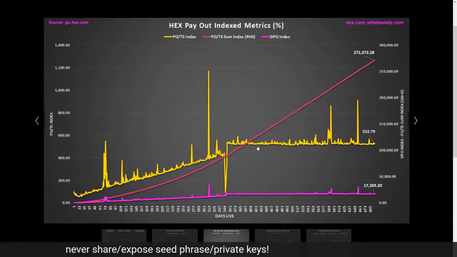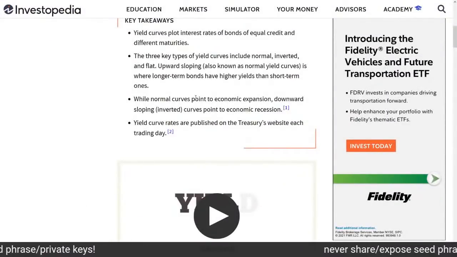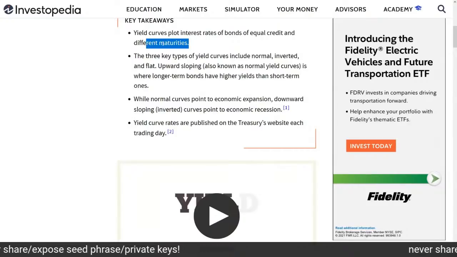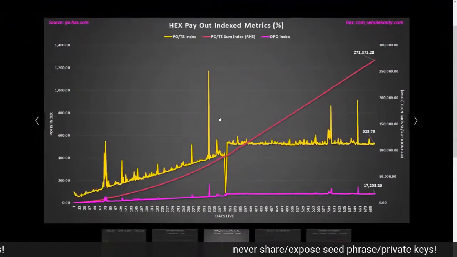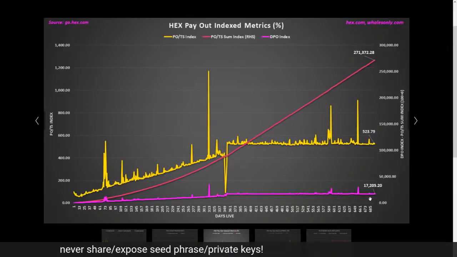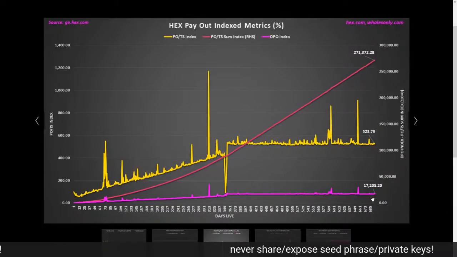We're talking about a yield curve, right? A yield curve points to interest rates of equal credit but different maturities, right? And we all know what maturities are now. So when we're looking at this chart and we're seeing that no matter what point in time we pick, Hex is going to do the same thing, that's freaking powerful. You guys cannot comprehend how powerful that is.